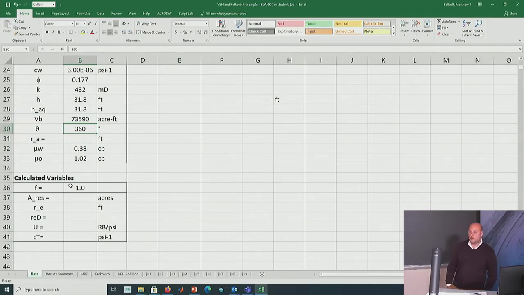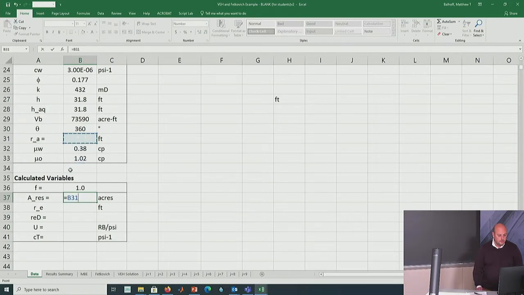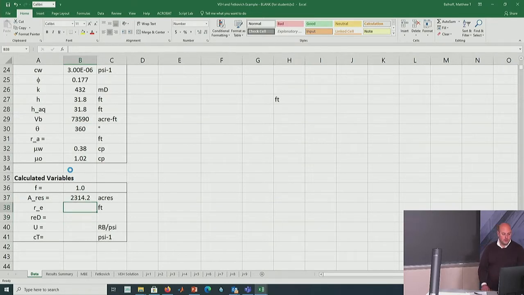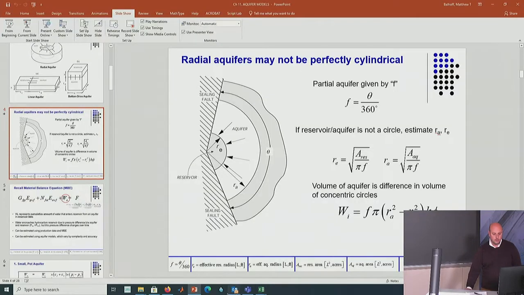So what about the area of the reservoir? 7350 at 590 divided by the thickness, 31.8. Then we get 2314.2 acres. Now the next step is to calculate the reservoir radius in feet. If you remember, on slide 4, the reservoir radius is equal to the area of the reservoir divided by pi f, and take the square root of that.